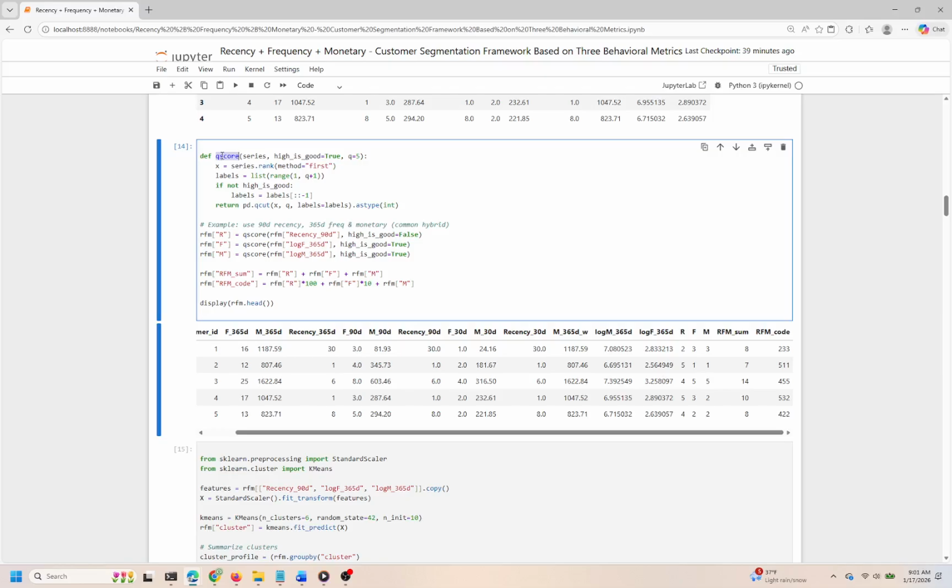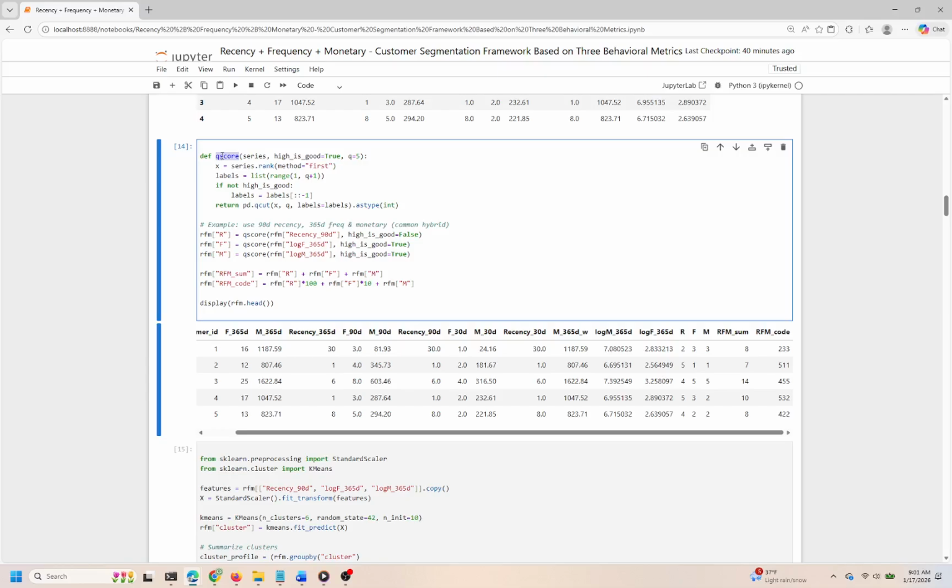The function begins by taking a series of values and assigning a rank to each, which serves as a basis for our quantile scoring. The variable high_is_good allows us to specify whether higher values are preferable, which is particularly important for metrics like recency, where fewer days since the last purchase is better. The logic then sets up the quantile labels, starting from 1 up to the specified number of quantiles, or Q. If higher values aren't seen as better, these labels are simply reversed.